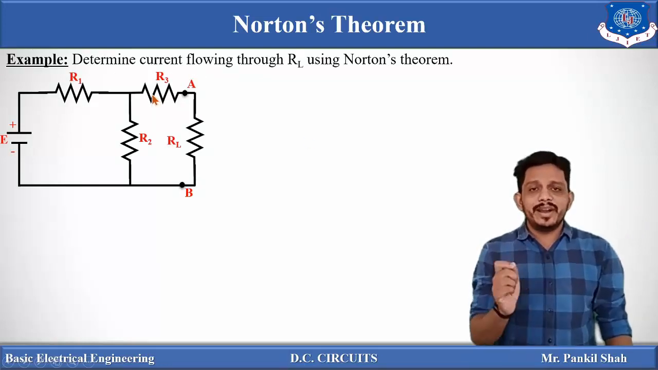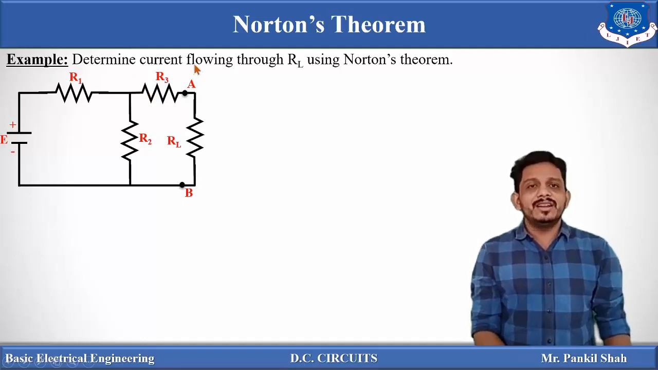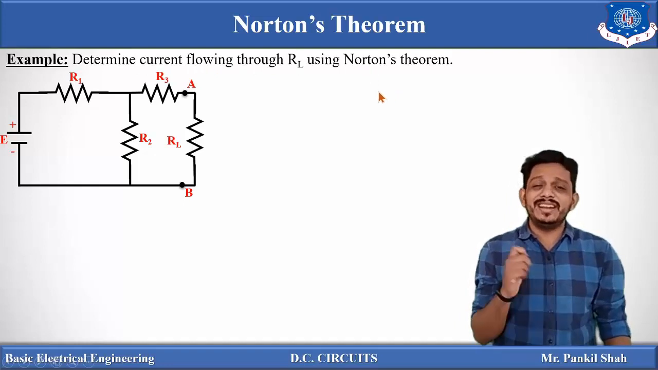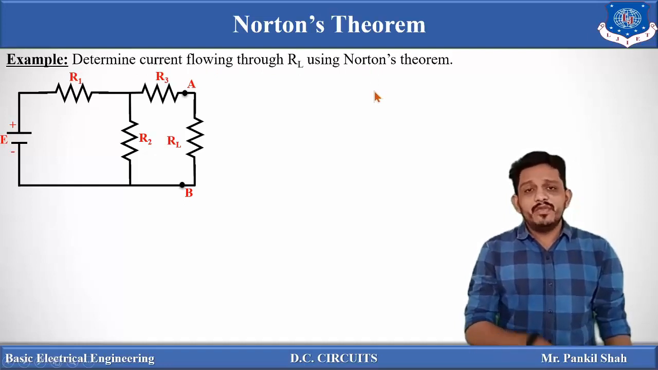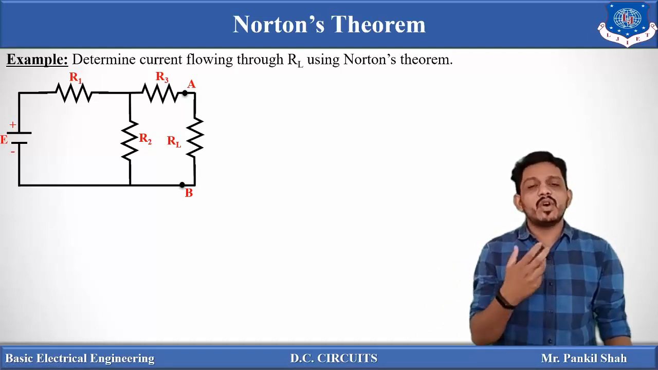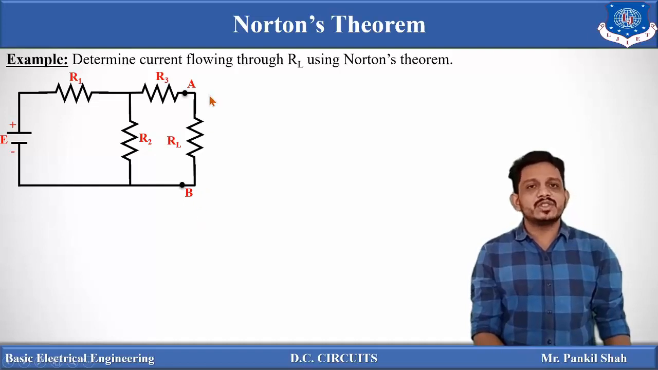So look carefully, what we want to determine is the current flowing through RL using Norton's theorem. Here it is mentioned; if it is not mentioned, you can use either Thevenin's theorem, Norton's theorem, or superposition. So here we need to find the current flowing through this load resistance branch, which is named as the A and B branch, or A terminal and B terminal.